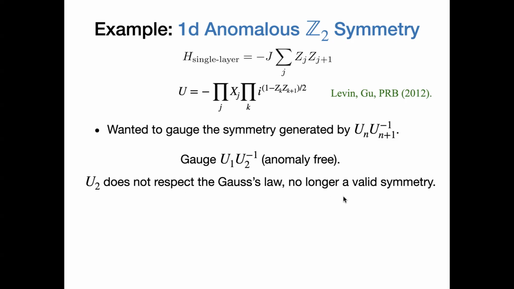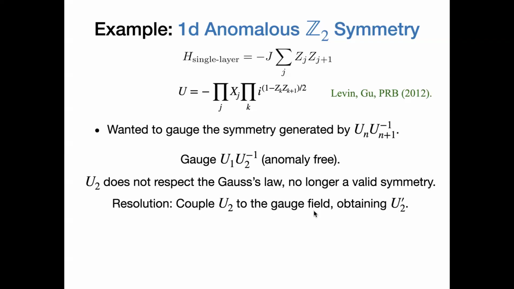But in the second step, we want to proceed to gauge U2 times U3 inverse, and if U2 is not a valid symmetry, there's no way of doing that. The resolution is somewhat straightforward. We couple the original symmetry U2 to the gauge field so that it commutes with the Gauss's law, just like what we did for the Hamiltonian terms that do not commute with the Gauss's law. We do the same thing to this symmetry generator and obtain a new symmetry U2 prime.